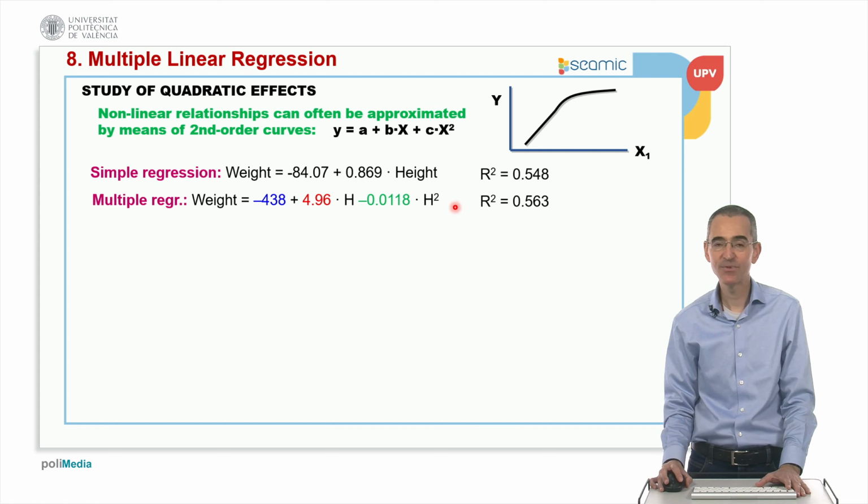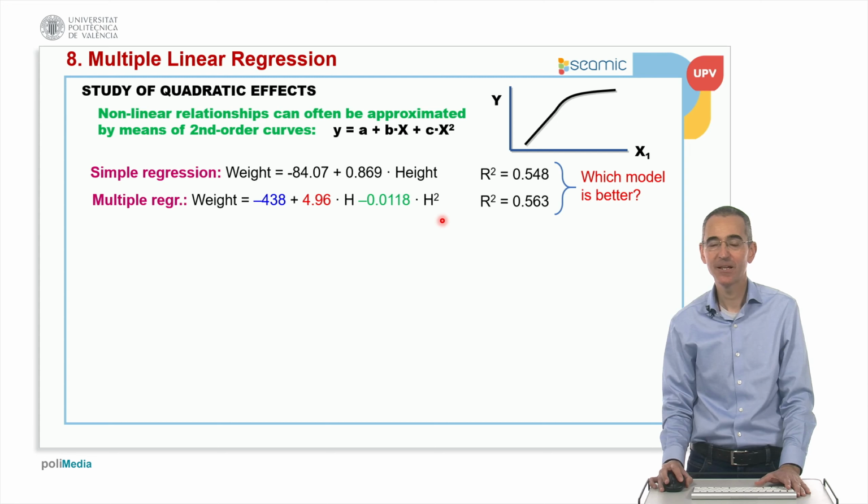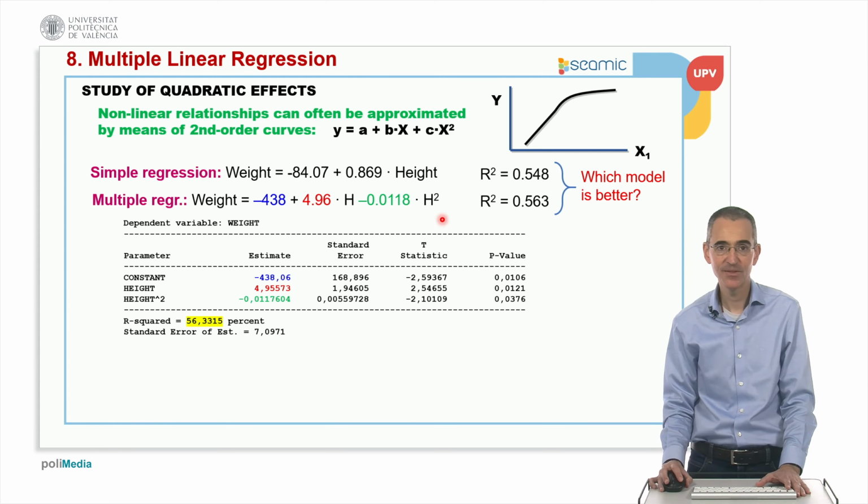So can we say for that reason that the quadratic model is better than the linear model? Well, the answer is no. The answer is no. This is the table of results for this multiple model. We have height, we have height squared. These are the estimated values of the coefficients, and then this is the intermediate calculation that leads to a t-statistic, and based on this t-statistic, we have some p-values. So what is the procedure to determine which model is better, the linear model or the quadratic model?